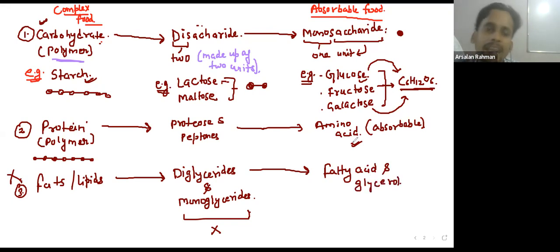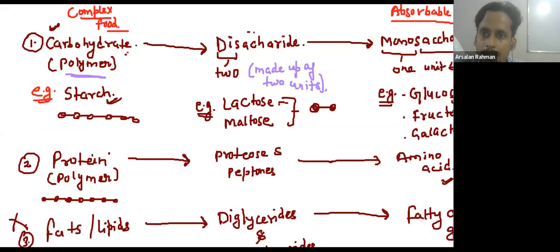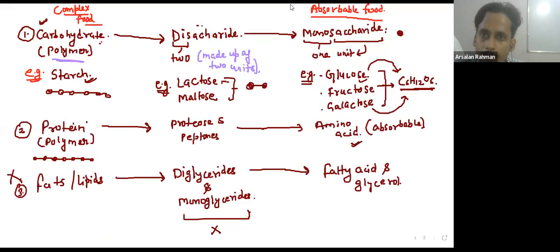So do you get my point? What is our aim? We have to convert this complex food into these absorbable food. Okay, we have to copy this. We have to convert this complex food into absorbable food.